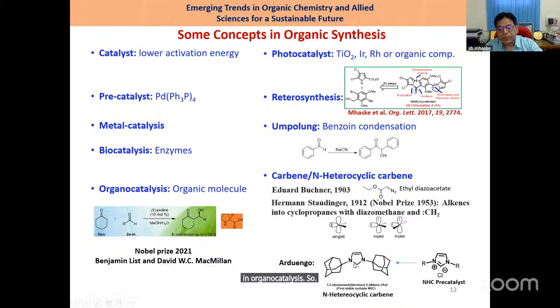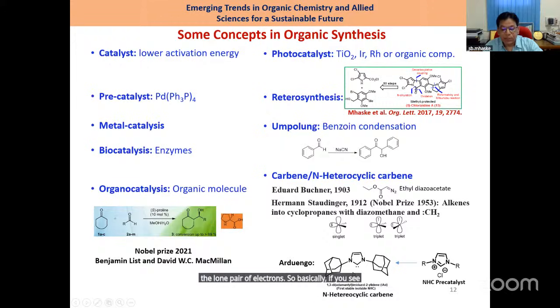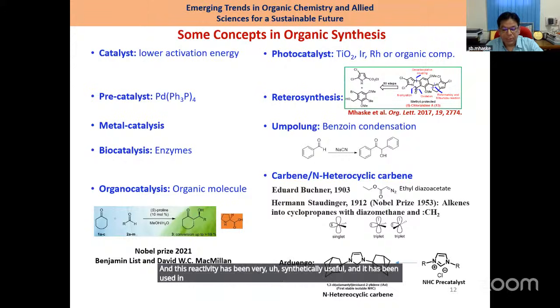N-heterocyclic carbene means there is a nitrogen in the heterocycle, and on the adjacent carbon there is a lone pair of electrons. Basically, if you see the central carbon, it should have 4 different bonds, but there are only 2 bonds and 2 electrons. That means 2 electrons are less to complete the octet. So it is actually an electrophilic carbon, but due to the presence of the adjacent nitrogen, it becomes a nucleophilic carbon. And this reactivity has been very synthetically useful, and it has been used in several transformations in the literature.